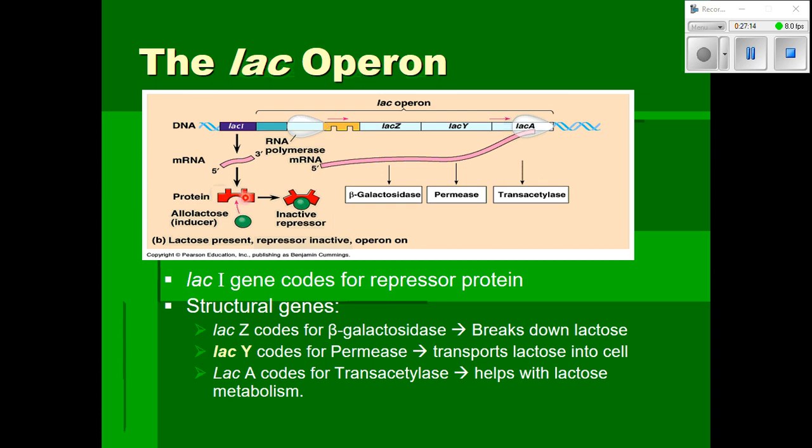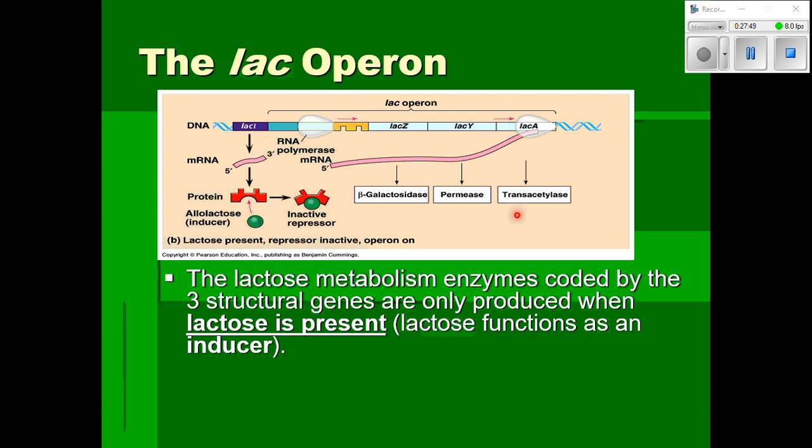The repressor protein, in this case, is made in its active form. It can switch to its inactive form if lactose is present, but it is normally in its active form. And then I mentioned before there are three structural genes. They have names: LacZ, LacY, and LacA. Each one of those codes for a different enzyme that has some job to do, but they all have a related function, which is the breakdown and metabolism of lactose. So it only makes sense to switch these genes on and make these enzymes when lactose is present.